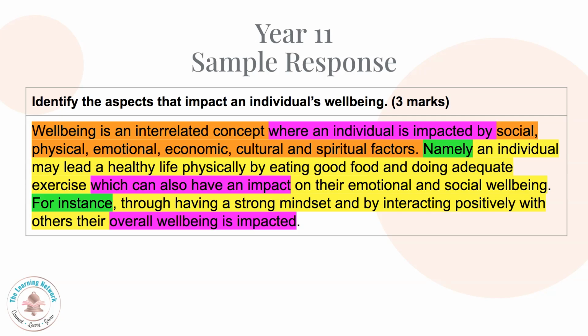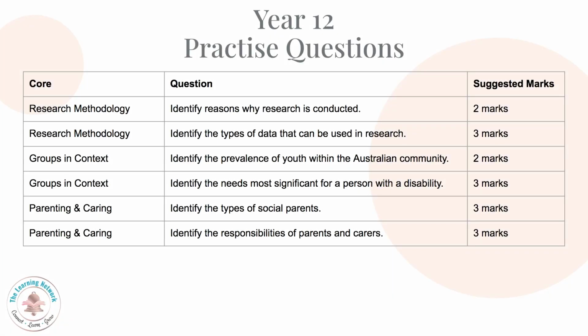Let's have a look now at some Year 12 sample questions. So we would notice here that typically an identify question would just be from our cores. So research methodology, groups in context, and parenting and caring. And you'll notice that there's a vast number of different questions that we could have created for this particular glossary of keyword. So something like identify the types of data that can be used in research. And the kids would have to identify what they are and maybe how they come together. Identify the types of social parents. So FAST is our acronym there.